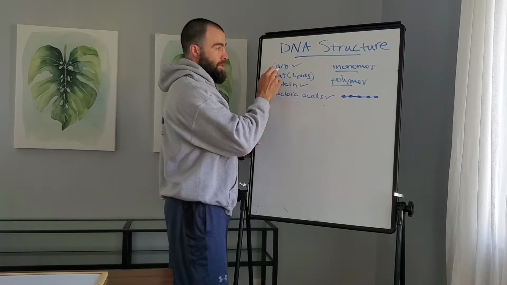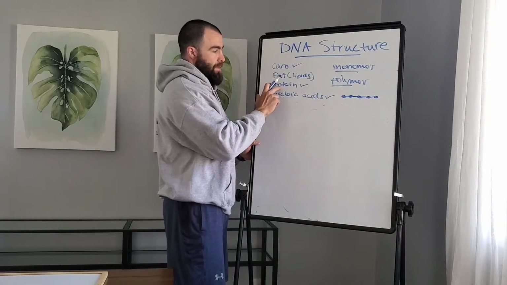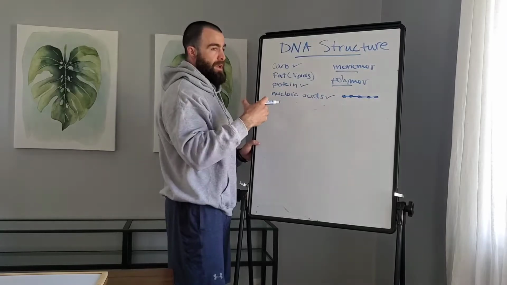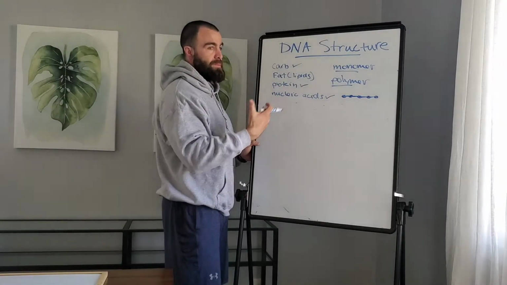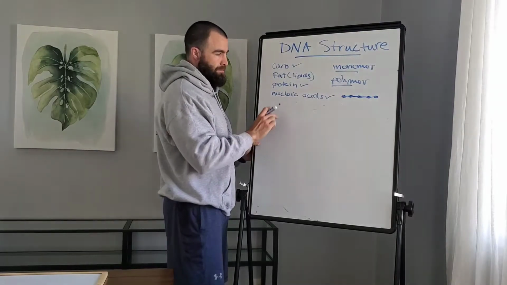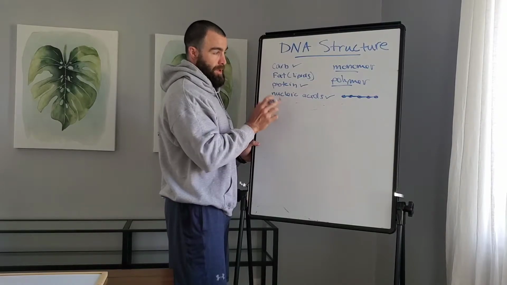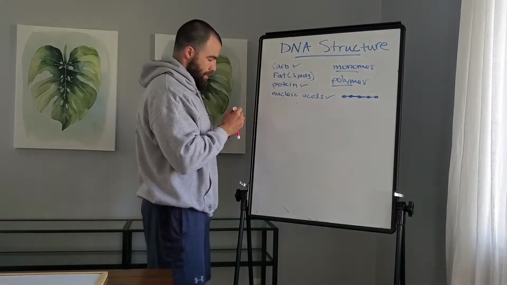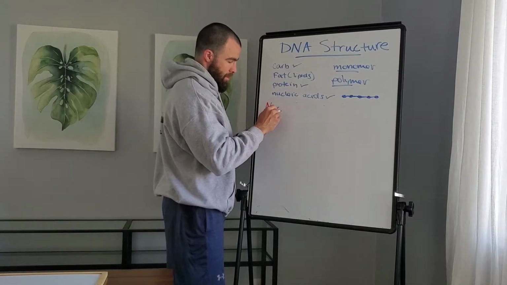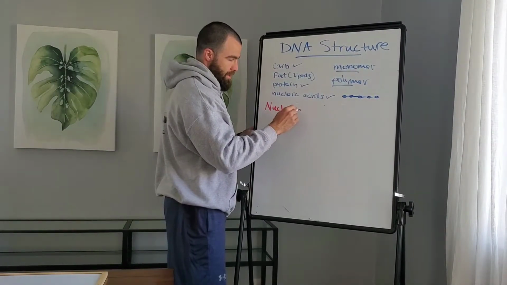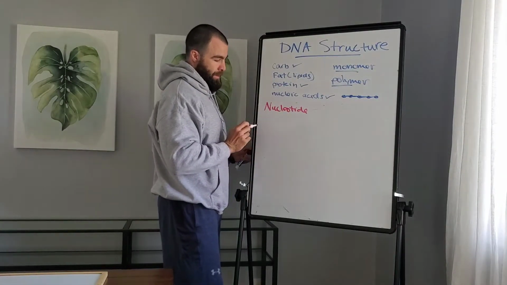So the polymer unit of carbohydrates is not monosaccharide, but polysaccharide. The monomer unit of protein is amino acid. The polymer would then be a polypeptide or protein. And then the nucleic acids, which we're going to elaborate here, are called nucleotides. A nucleotide, that is the monomer unit of a nucleic acid.